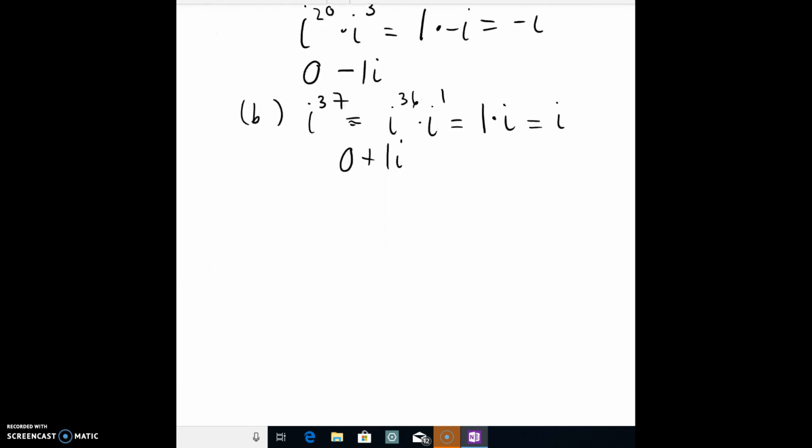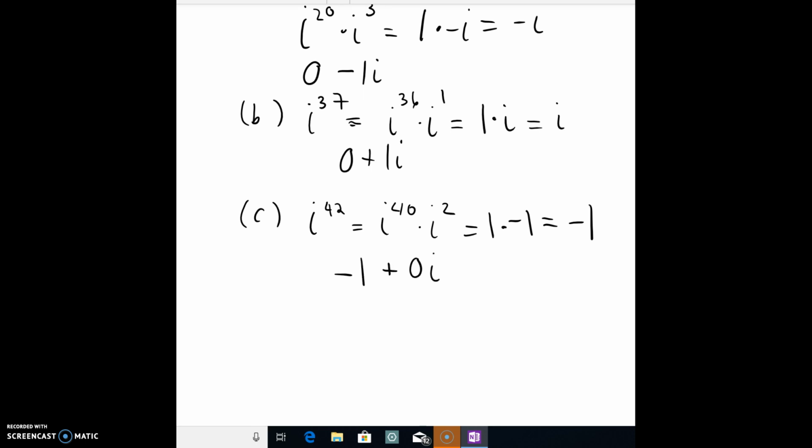Let's just do one more example just for fun. Let's say I am looking at something like i to the 42nd power. Okay, well, i to the 42nd power, the biggest multiple of 4 that's less than 42 is 40. So we have i to the 40 times i squared. We have 2 factors of i left over. i to the 40 is the same thing as saying 1. i squared is the same thing as saying negative 1. So this number, i to the 42nd power, is actually equal to the real number negative 1. And if we were to write this as a complex number, we would call this negative 1 plus 0i.